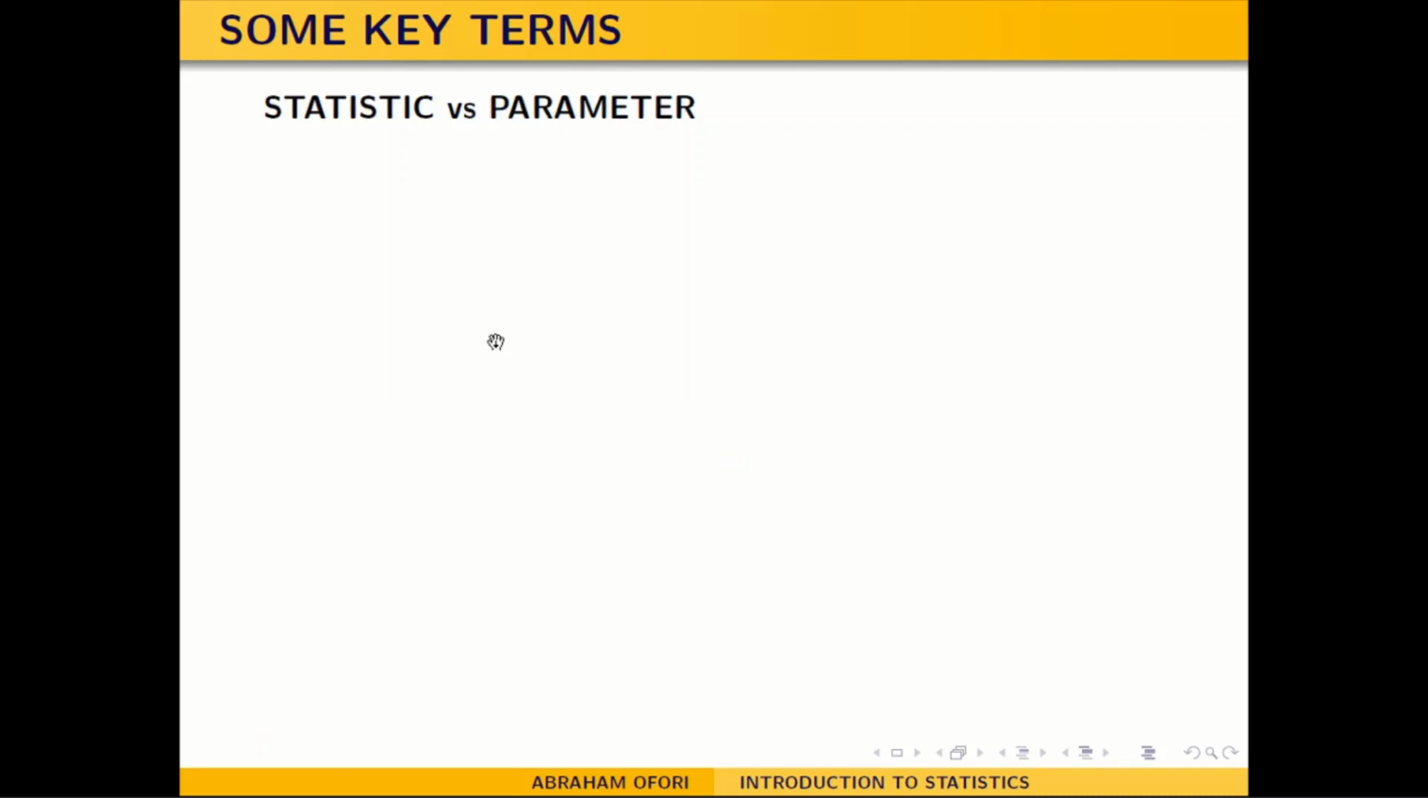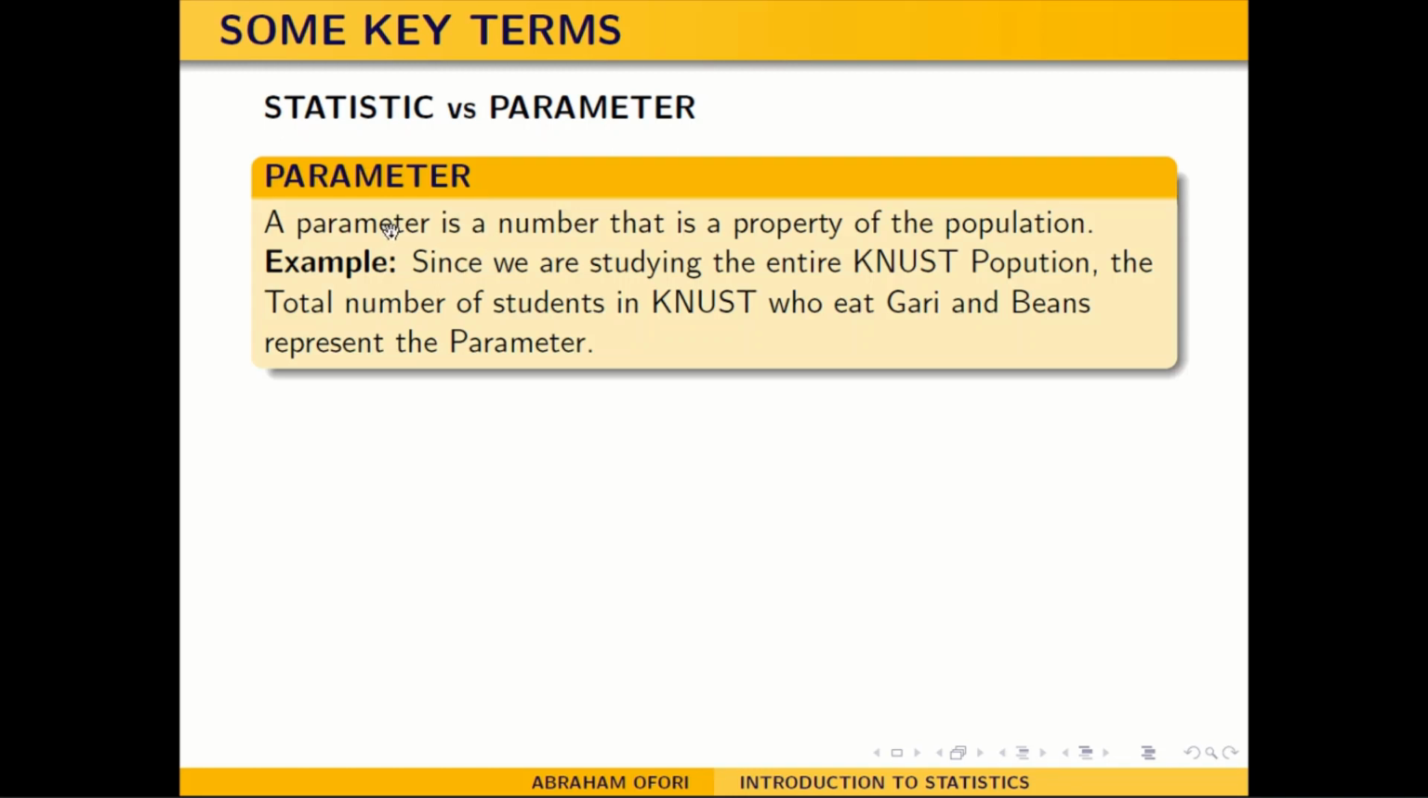So statistic versus parameter. What is a statistic? Here you should take this note. This is statistic, there is no S. Okay, statistics with an S is the topic that we are doing. But if we call something statistic, and we call something parameter, okay, let's look at them. Parameter. A parameter is a number that is a property of the population. I'm reading it again. A parameter is a number that is a property of the population.